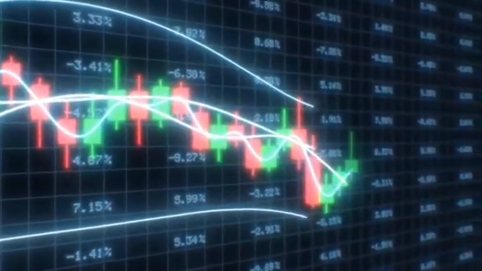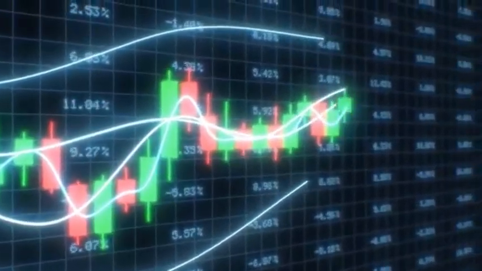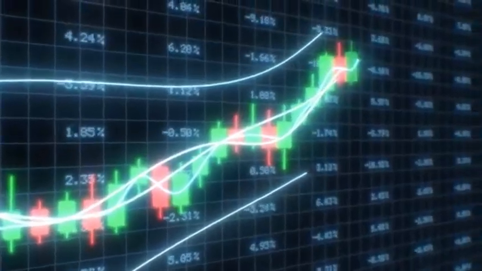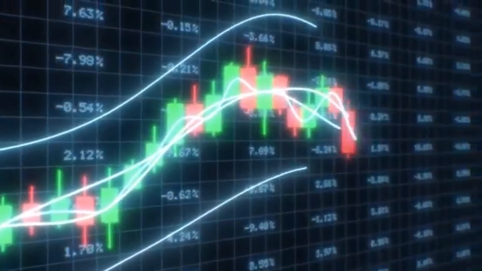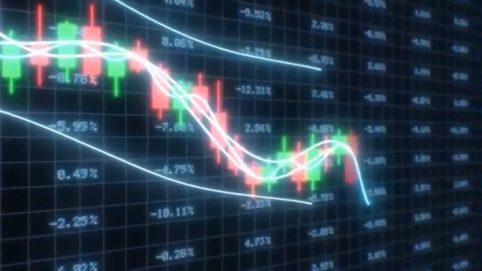Candlestick charts. Now, let's talk about candlestick charts. These are the ones you'll see most often in today's trading world. Candlestick charts give us a more visual, detailed look at price action than bar charts or line charts.